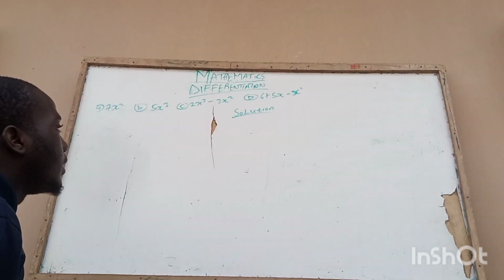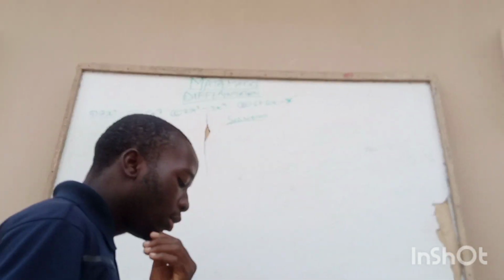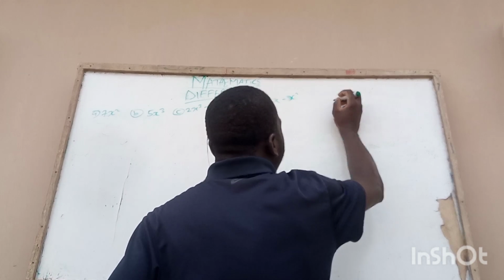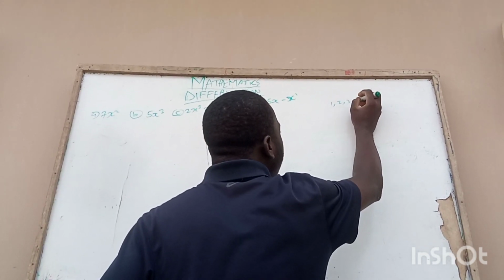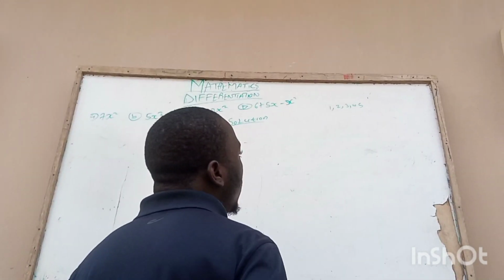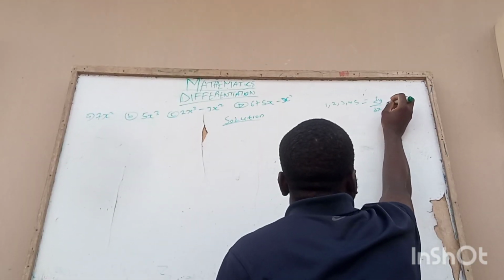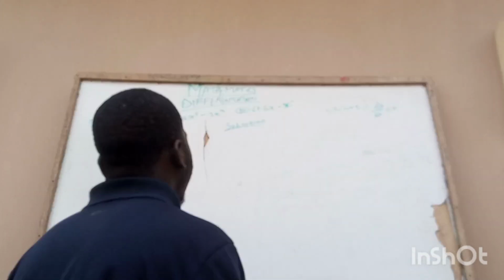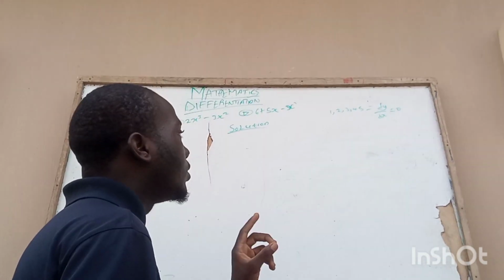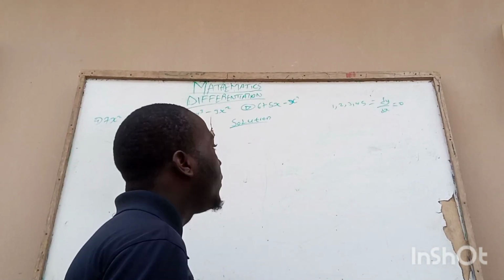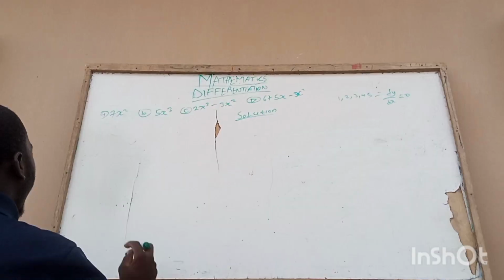Now let me tell you something. The differentiation of any constant number, that is a whole number like 1, 2, 3, 4, 5 and so on, dy/dx will be equal to 0. That's the differentiation of any constant. dy/dx will always give you 0. So let's start with the first question.